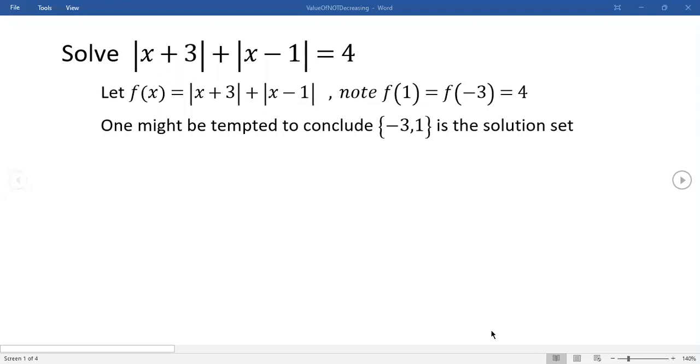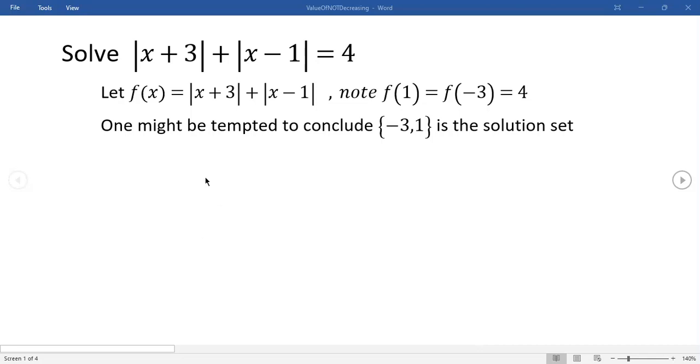Good afternoon, everybody. I have an absolute value equation for you, and it's a setup where we have two absolute value expressions on the left-hand side and a constant on the right-hand side. Frequently, these types of problems are broken into two separate cases since the absolute value is a piecewise definition. But this particular problem lends itself to another approach, and I want to get started on that.